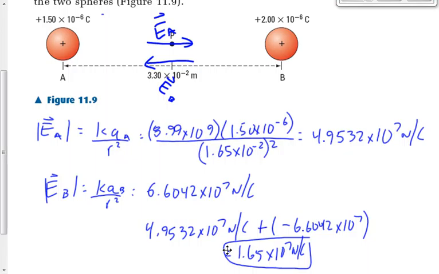Yes, there is a point, and it would be closer to A. You're right, Dane. We know that it would be closer to A because that producer is smaller value. So it needs to be closer to A than it does to B to get the same value of EA as EB. Does that make sense?